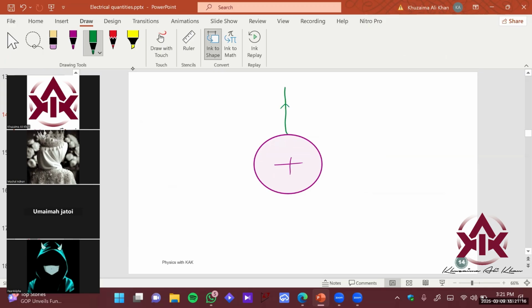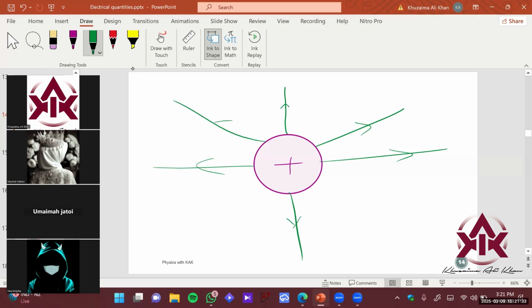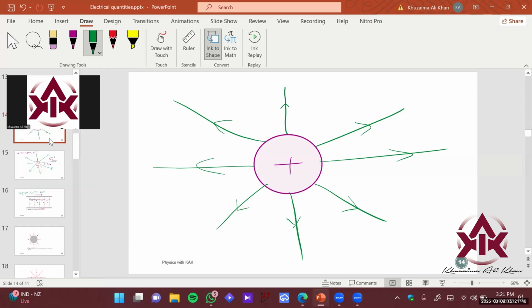perpendicular from here, perpendicular from here, and you have to make at least 6 lines, right? So this is the electric field rule. It goes out. It basically sources out from the positive charge, right? And if you copy this for a negative charge, the lines are going to be sinking towards it, right?